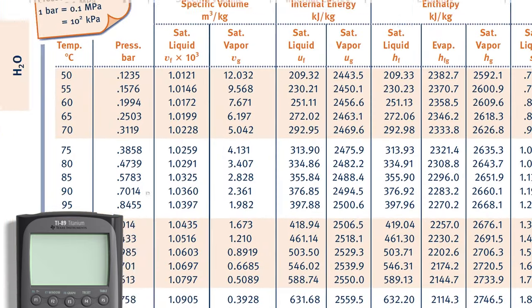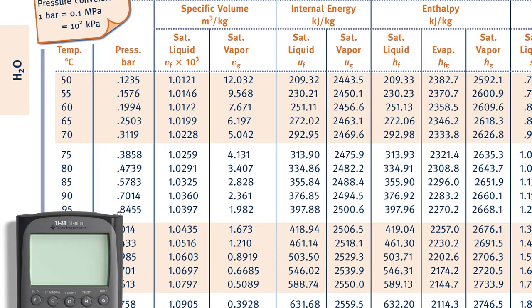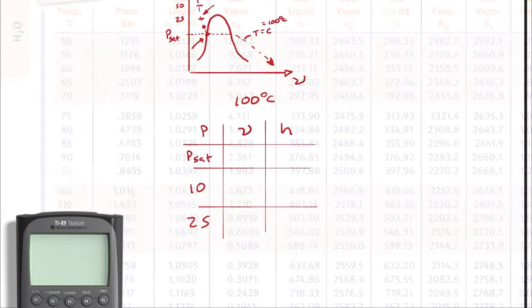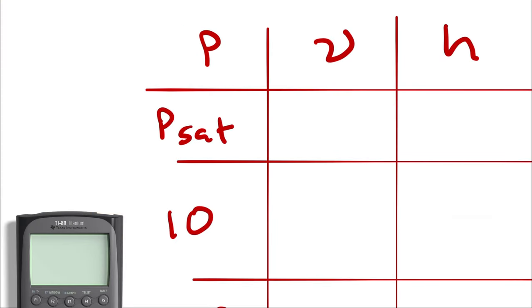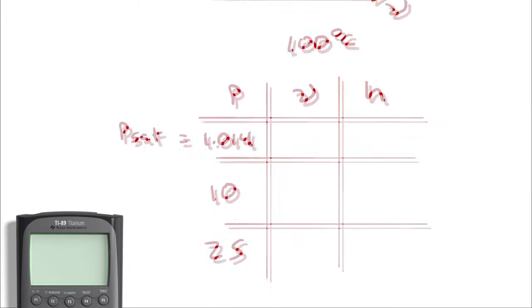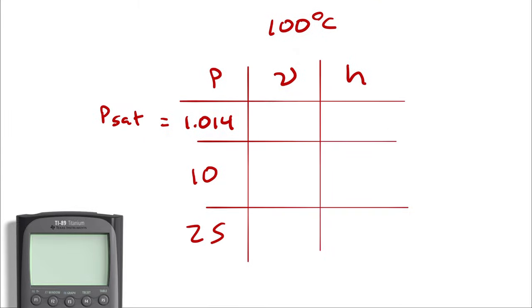So that would be a pressure of 1.014 bar. And that is our stepping stone to get to 10 bar. So 10 is between 1 and 25. So we can interpolate for specific volume between the specific volume at saturation at 100 degrees Celsius, specifically the specific volume of a saturated liquid at 100 degrees Celsius, which is going to be VF at 100 degrees Celsius, and the specific enthalpy of a saturated liquid at 100 degrees Celsius. So let's go grab VF and HF now.